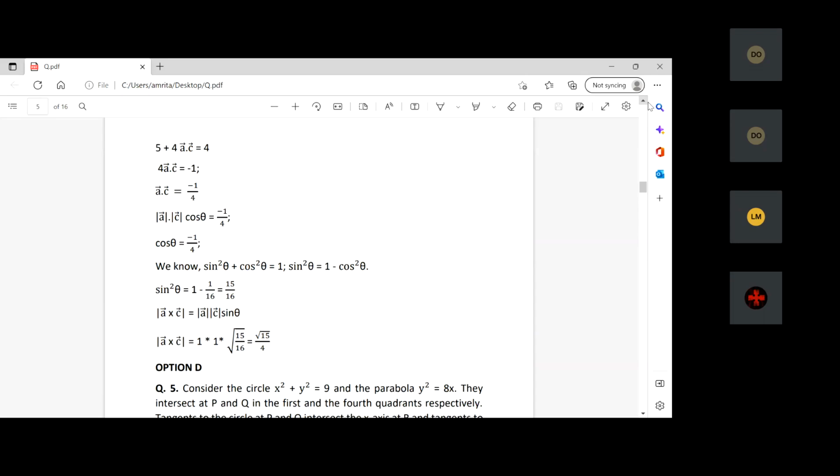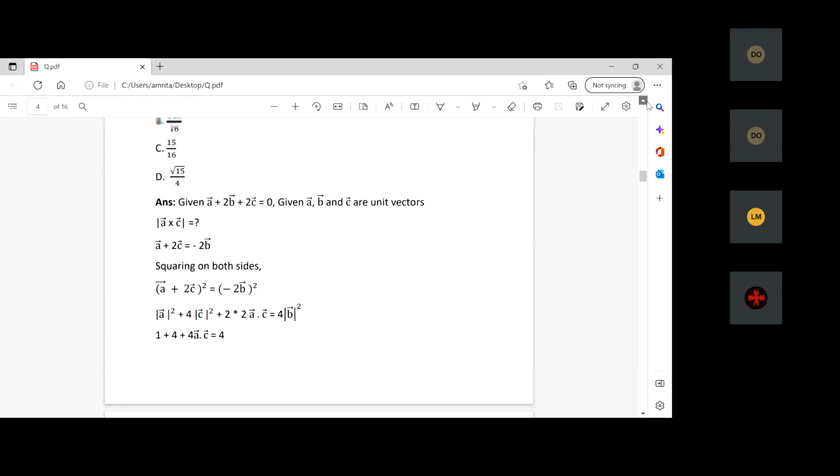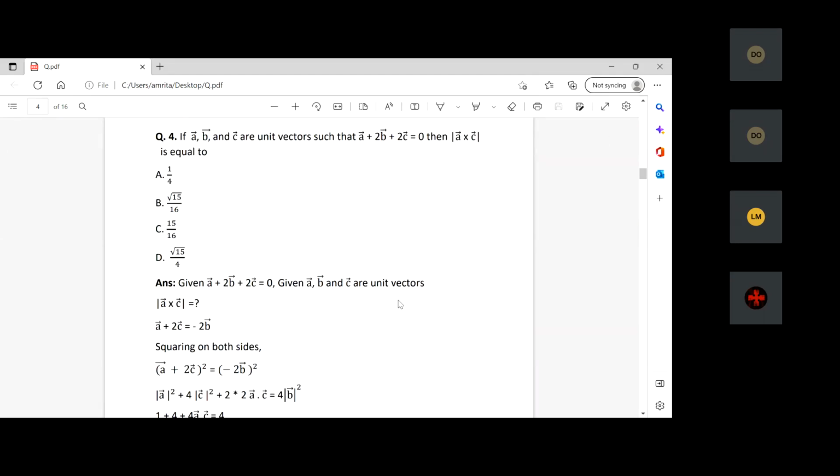Whenever you have a question, you need to think about what to start with: what all things you know, what all you can relate with in such a way that you will be able to solve this question. I hope this question is clear. I'll just show the answer once again. You can just go through it. If there is any doubt, you can type that in the chat box.